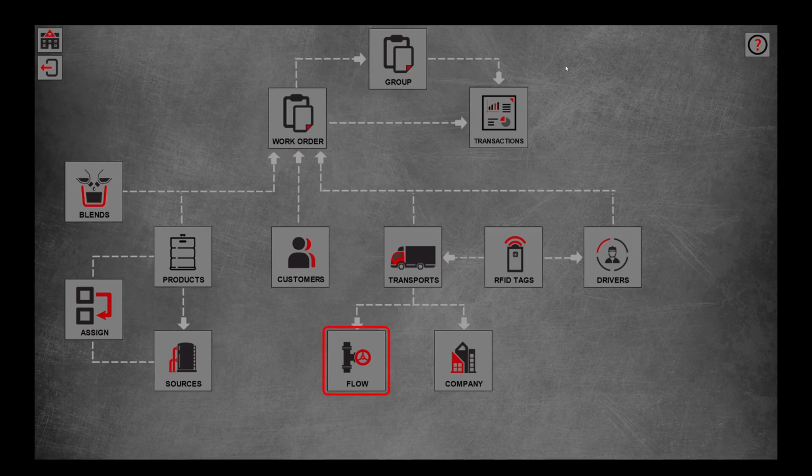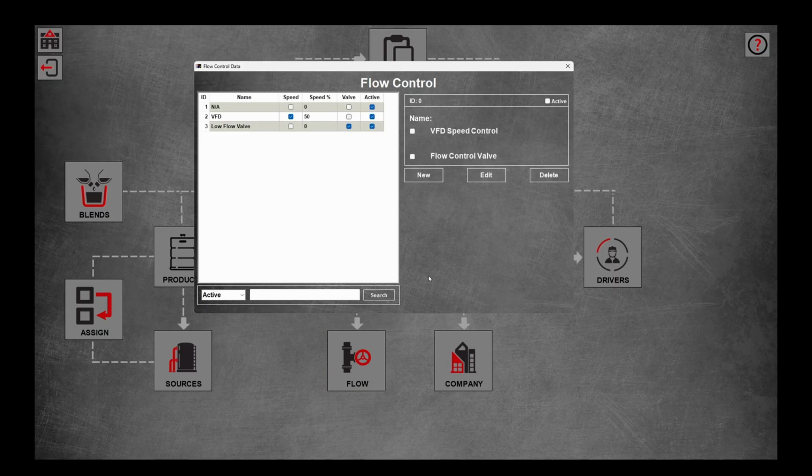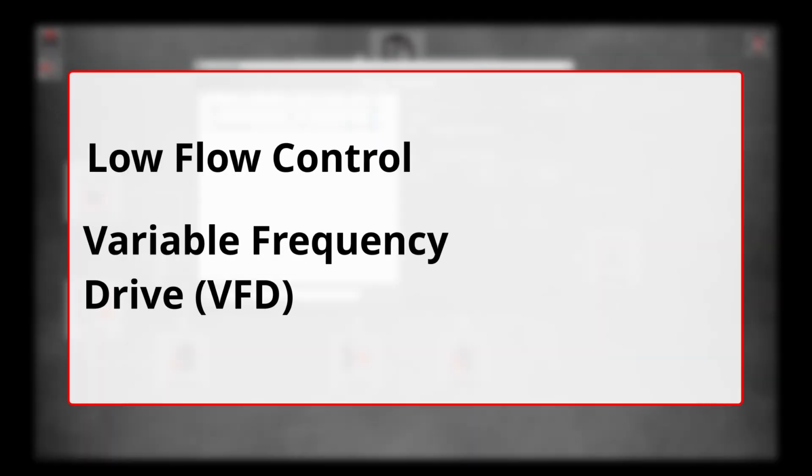In the Flow tab, the operator can configure devices that reduce product flow to lower line pressure. This is used to prevent damage to hoses, lines, or fittings on truck and trailer transports that cannot handle full carrier line pressure. There are two types of flow control devices supported by the system: a low flow control valve and a variable frequency drive, or VFD.